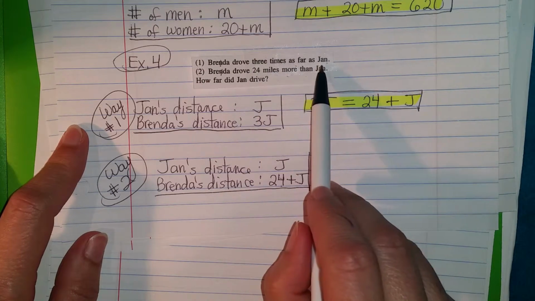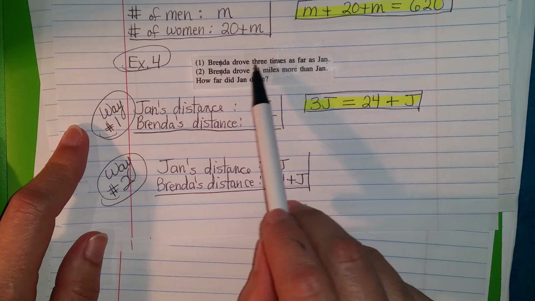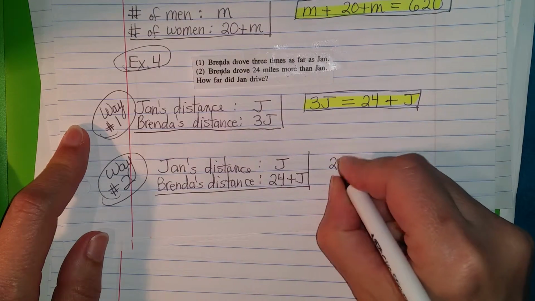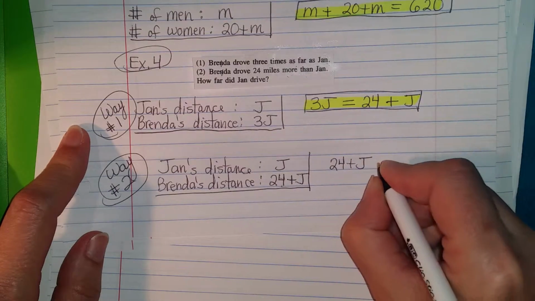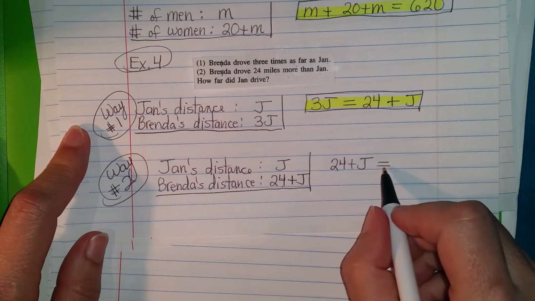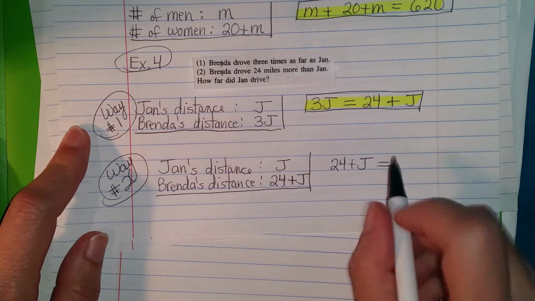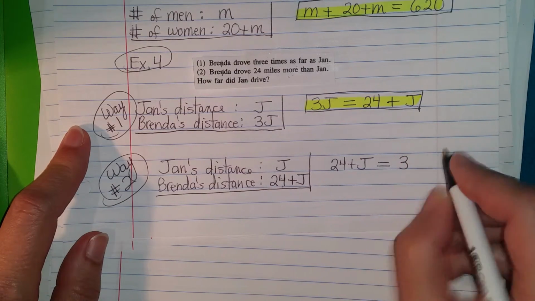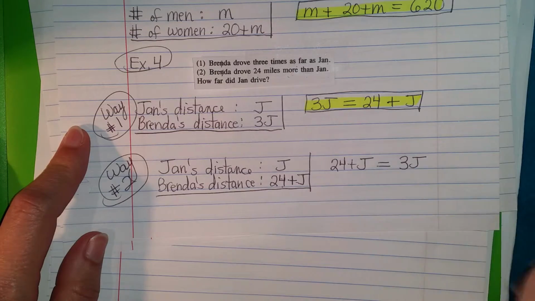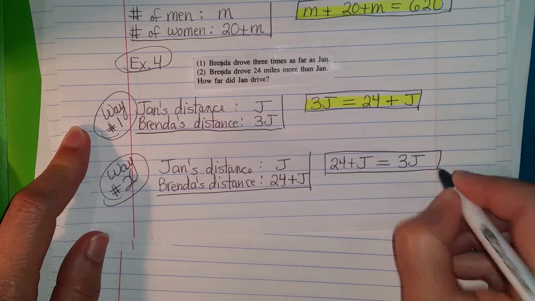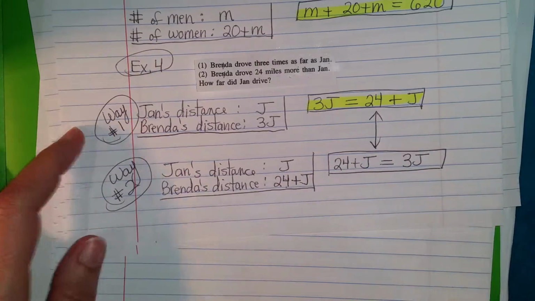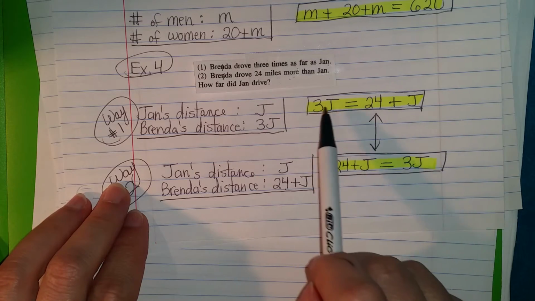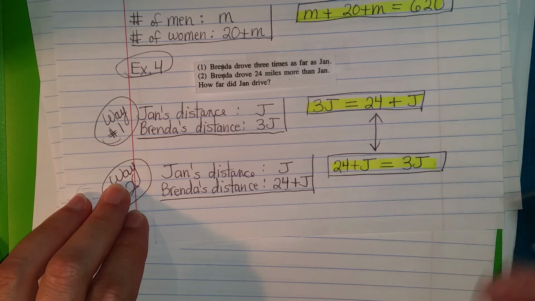Brenda drove 3 times as far as Jan. That means Brenda's distance is 3 times Jan's. So Brenda's distance is, I'm just rephrasing it so I can find the is. I need an is to write my equal sign. Is 3 times Jan's. 3 times, well, Jan's is J, 3J. Now if you look at these two, they're exactly the same. It's just that one has the 3J on the left here, the 3J on the right here, but these are the exact same equation.